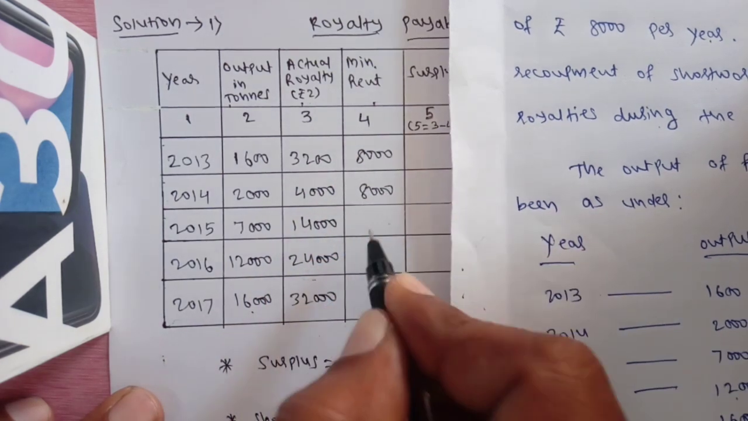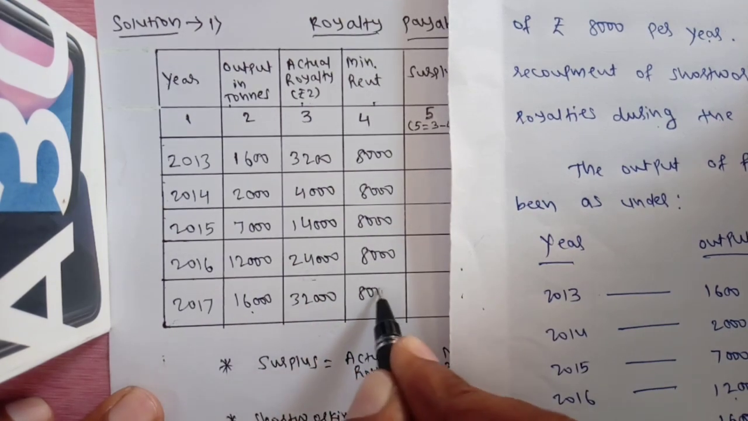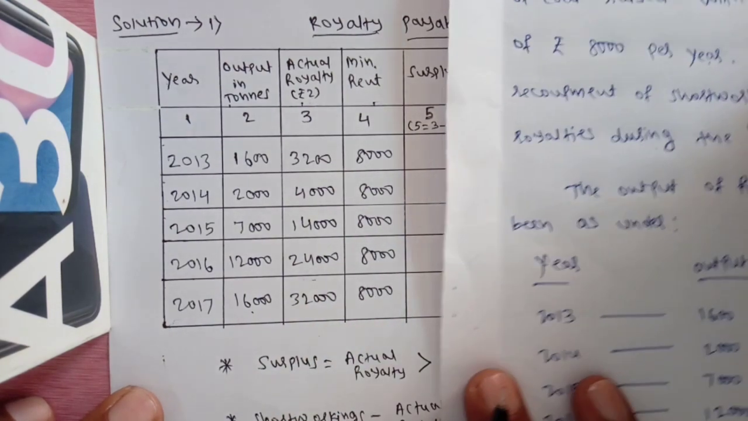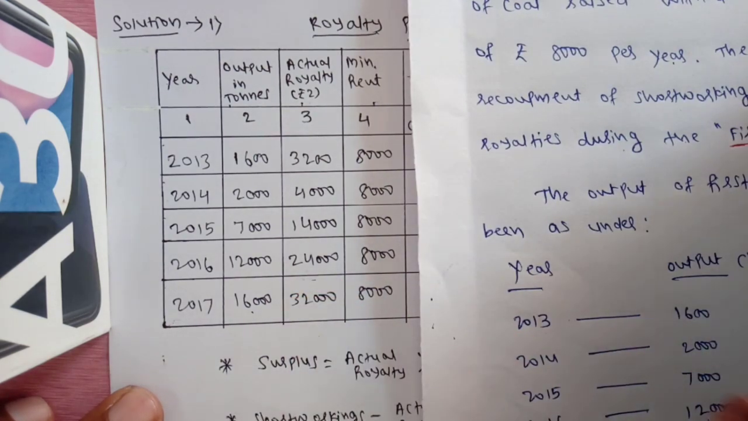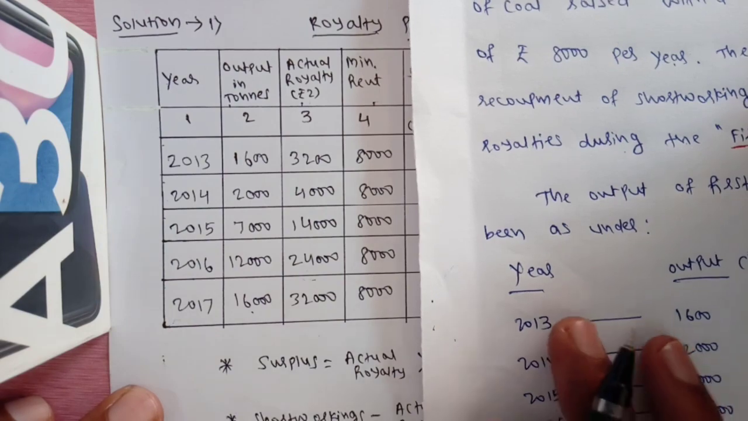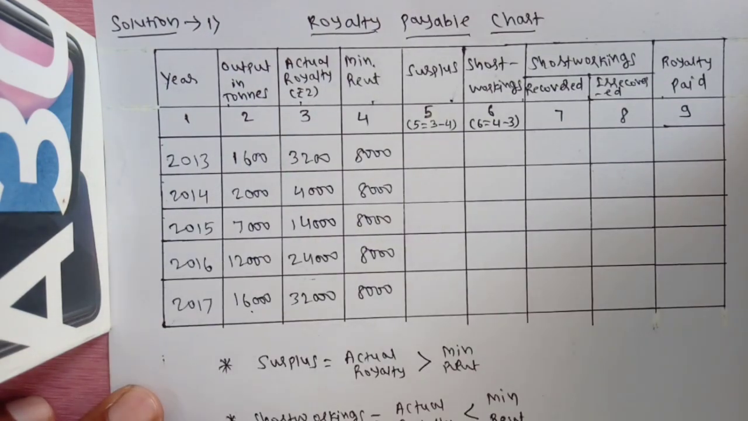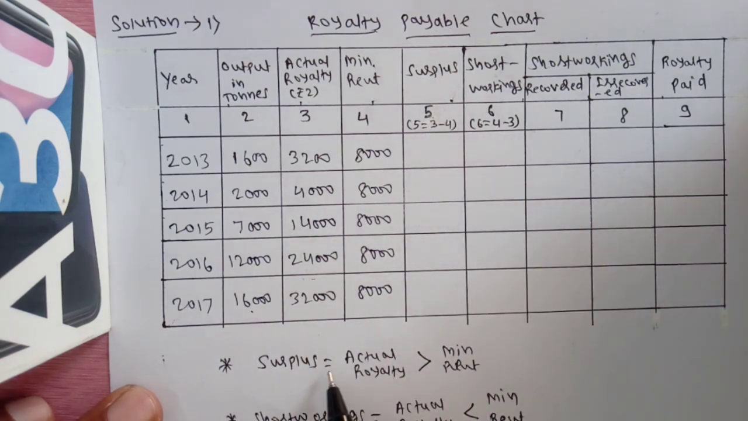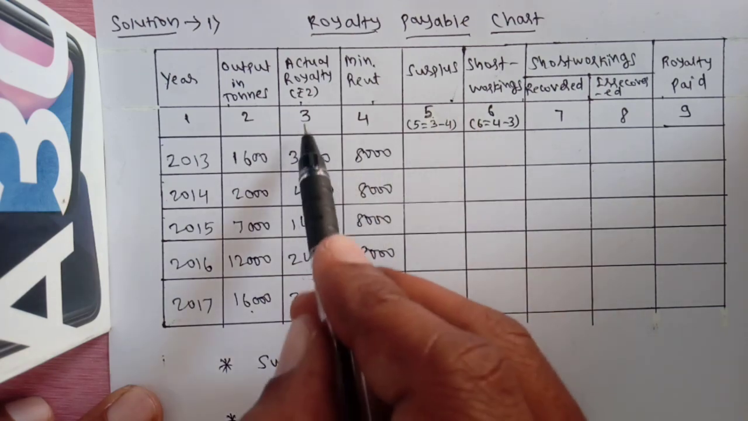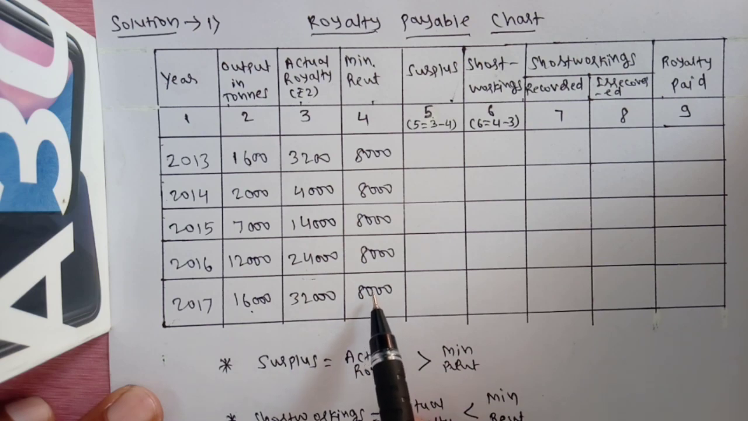So I will write 8,000 for all 5 years. This is the basic information given in the problem, and I have just transferred that information. Now see, the next 2 columns are very important. The 5th column is surplus. Surplus is nothing but when actual royalty is more than minimum rent. So this is the actual royalty column and this is the minimum rent column.